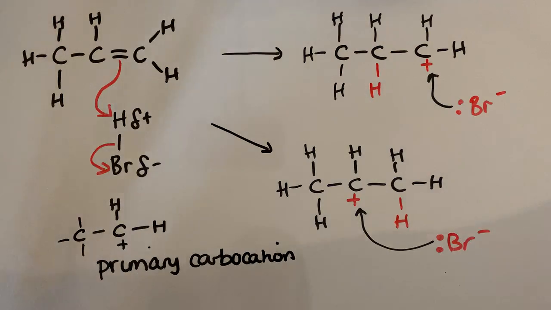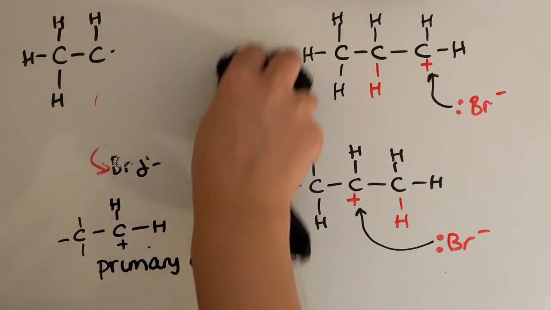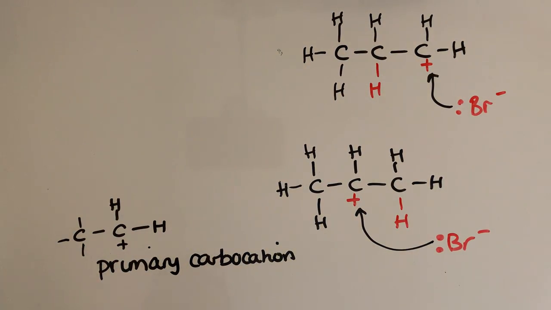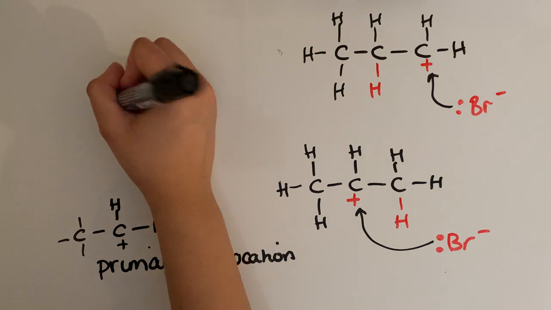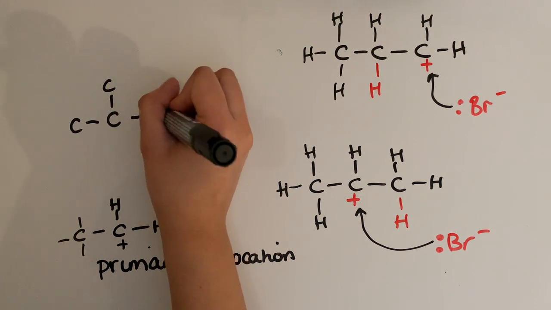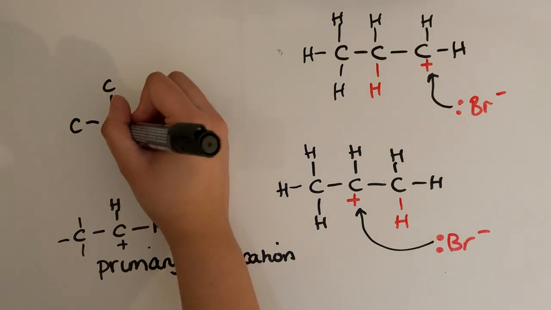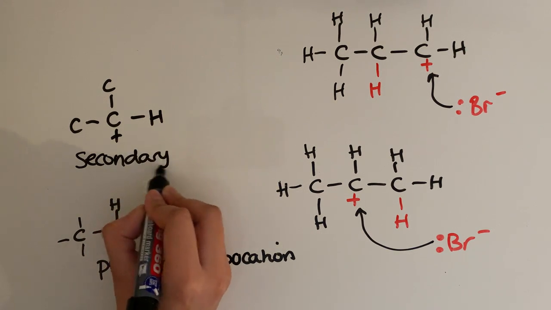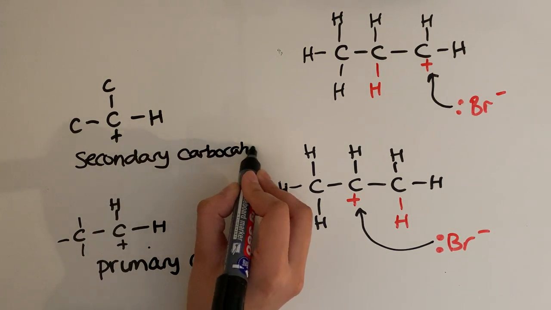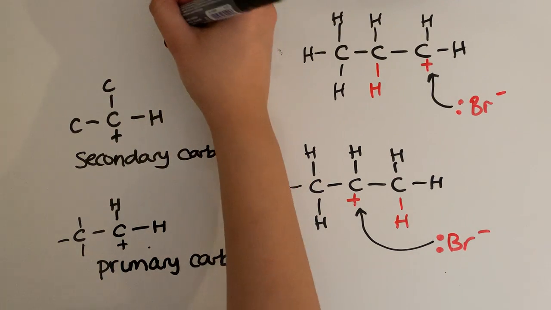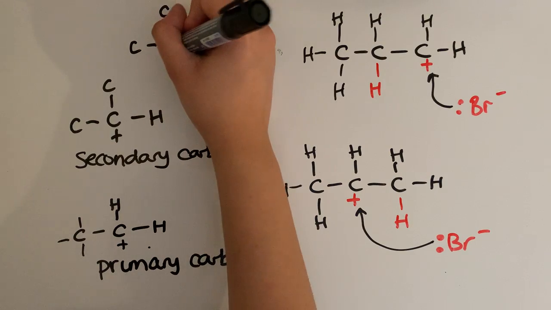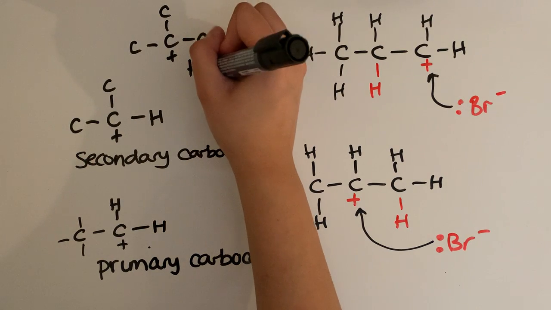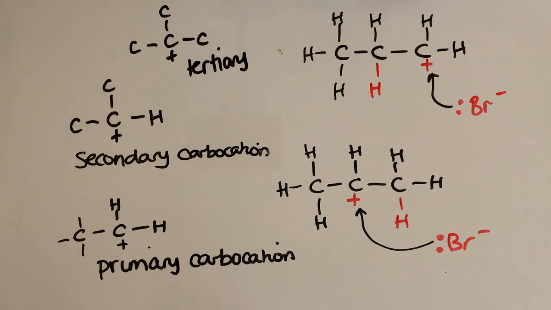I'm just going to rub out this first part because I need some space. I'll leave both of these here. When we have a carbocation where the carbon is bonded to two other carbons and only one hydrogen, like so, this is called a secondary carbocation. And where the carbon with the positive charge is bonded to three other carbons, this is called a tertiary carbocation.